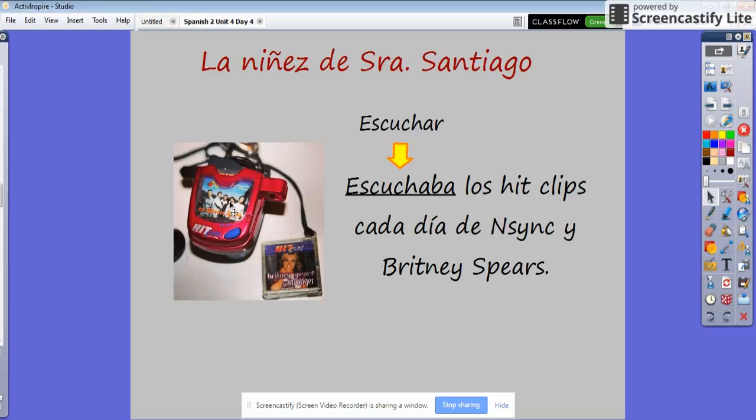All right. Y escuchaba los Hit Clips cada día de NSYNC y Britney Spears. I used to have these little Hit Clip things that it was kind of just a 30-second clip of these songs, and you would insert these little discs into this player, and it had not two headphones, one like an earbud. I loved listening to those. And you would have a whole clip of all of these Hit Clips. So escuchaba comes from escuchar. It's an AR verb, so we added the aba ending. Why? Because it's in the yo form. Yo escuchaba los Hit Clips cada día de NSYNC y Britney Spears.